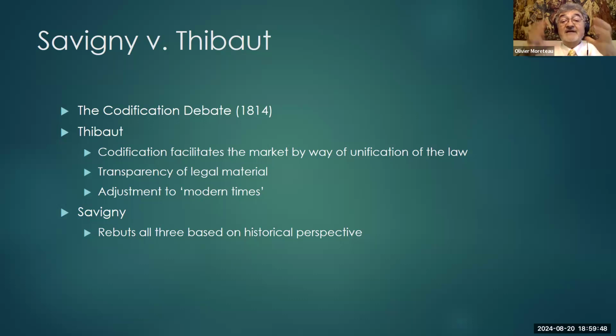He thought that it would facilitate the development of the economy in Germany by way of unification of the law. It makes it more accessible. It gives more transparency, easier access to the legal material. It's also a vehicle for modernization of the law, what had happened in France at the time of codification. So he was very vocal and favored codification and said, well, we have to unify Germany and then we will be able to adopt a civil code for a unified Germany.